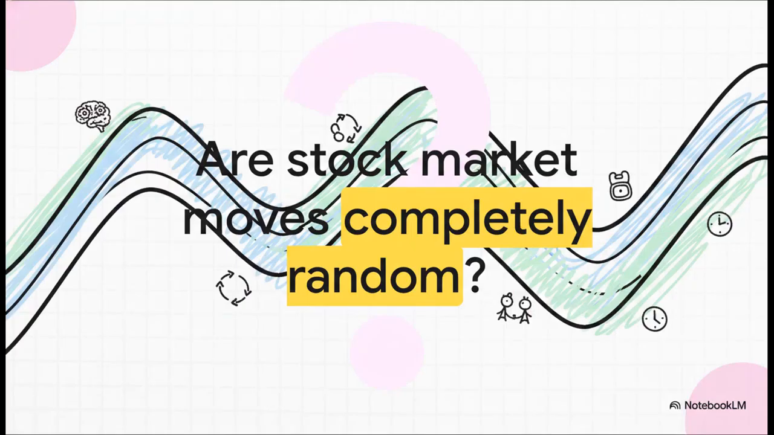It's the million-dollar question, right? Is the market just random, a total chaotic mess? Or is there something else going on under the hood? What if I told you the real secret isn't in the numbers, but in human psychology?